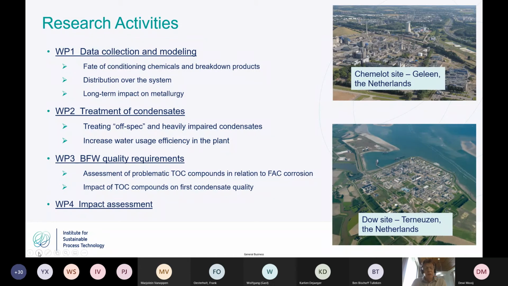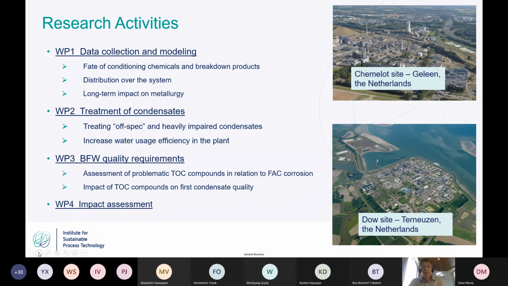And then with respect to boiler feed water quality, we had specific work being done on the TOC compounds and related to flow accelerated corrosion phenomena and the impact of TOC compounds on the first condensate quality. And then work package 4, which will be addressed by our colleague from Sitech, will go into the impact of everything we learned in these first 3 work packages and the impact it may have on implementation in the chemical industry. Peter Janssen is the one who is going to address that.